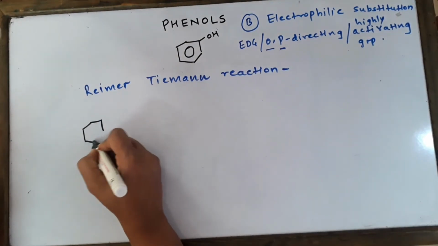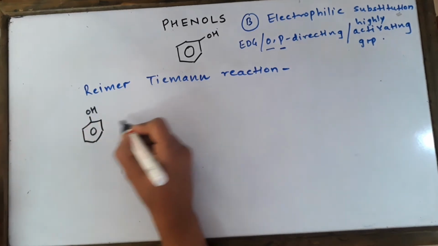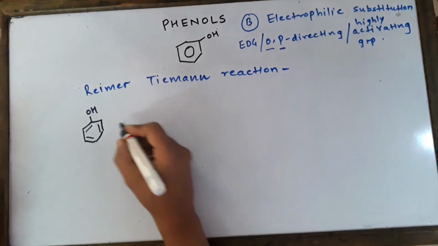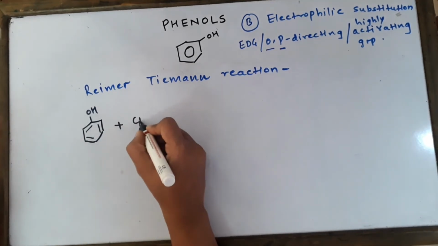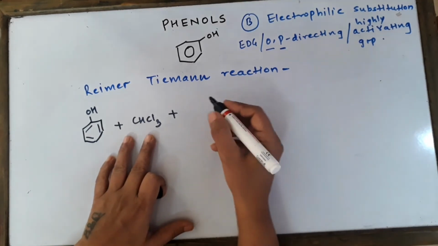So now we are going to see the last reaction, that is the Reimer-Tiemann reaction of phenol. This is also an important name reaction for your board exam. The reagent which we are going to take here is chloroform in the presence of sodium hydroxide.